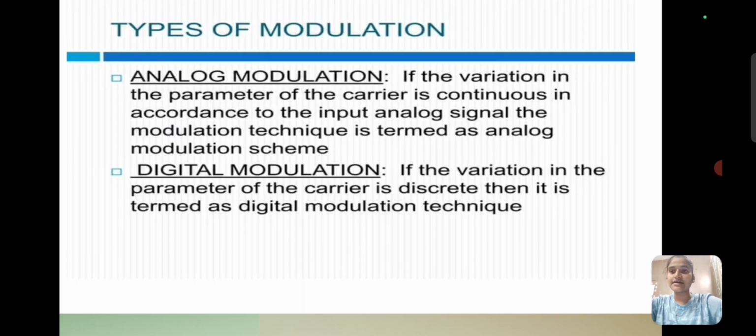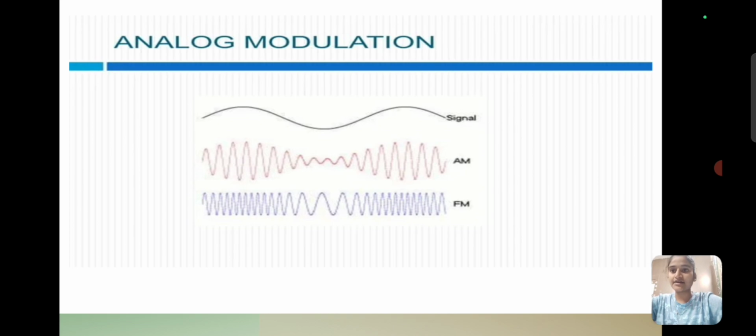Now let us see types of modulation. First one is analog modulation, and then digital modulation. Let us see what is analog modulation. If the variation in the parameter of the carrier is continuous in accordance with the input analog signal, the modulation technique is termed as analog modulation or analog modulation scheme. Now, digital modulation. If the variation in the parameter of the carrier is discrete, then it is termed as a digital modulation technique. Here you can see how analog modulation is done.